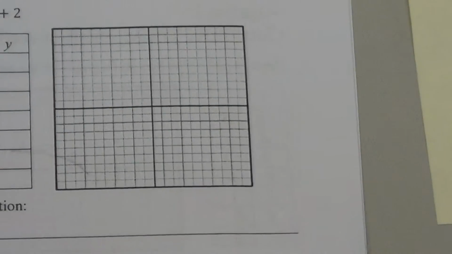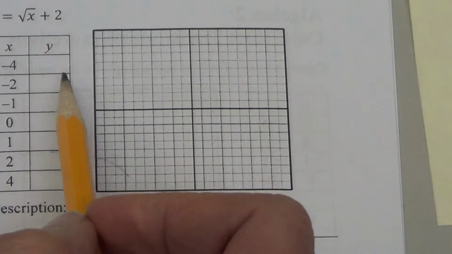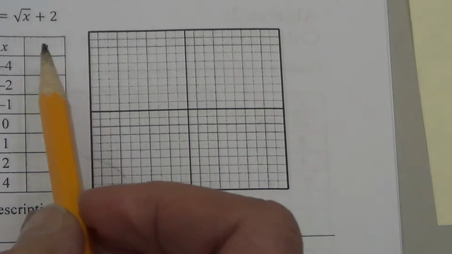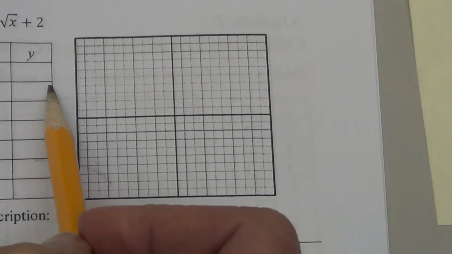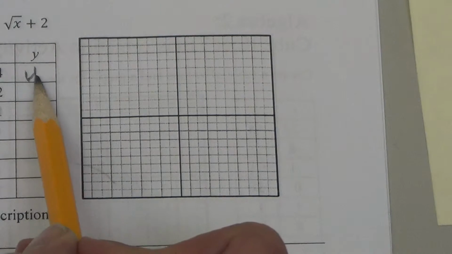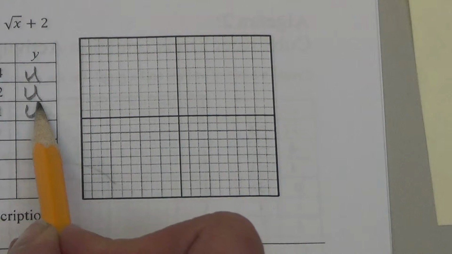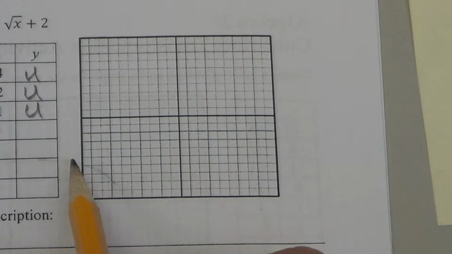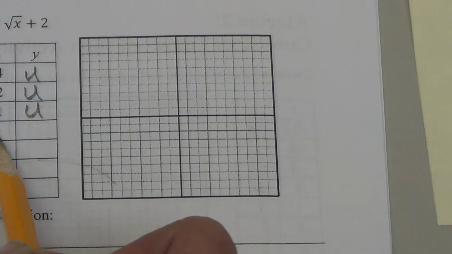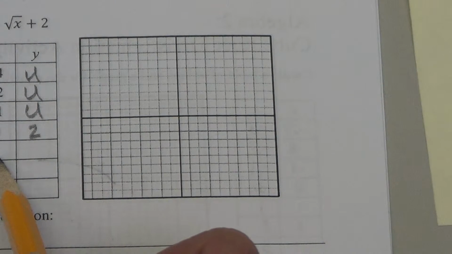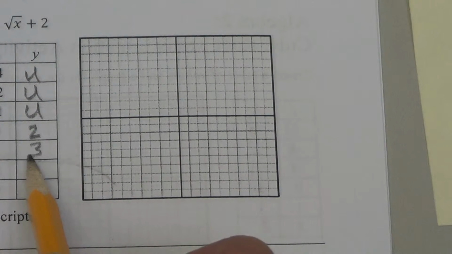We skip number 6. Any predictions what this graph would do? If we plug in the points, square root of negative 4 is undefined. Square root of negative 2 is undefined. Square root of negative 1 is undefined. Square root of 0 is 0. Plus 2 would be 2. Square root of 1 is 1, plus 2 is 3.